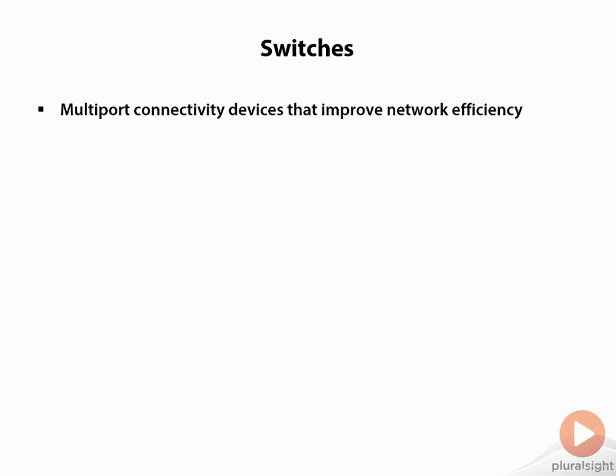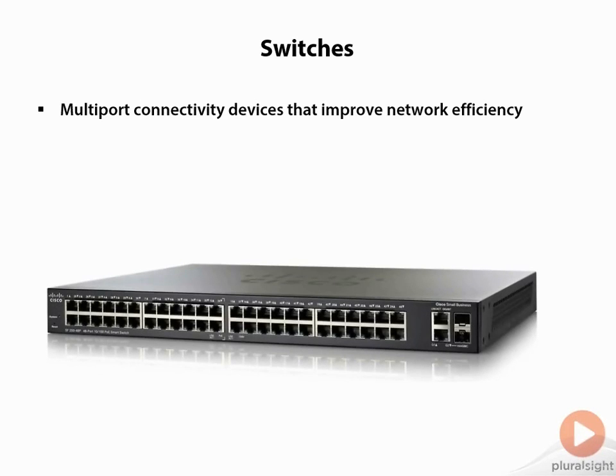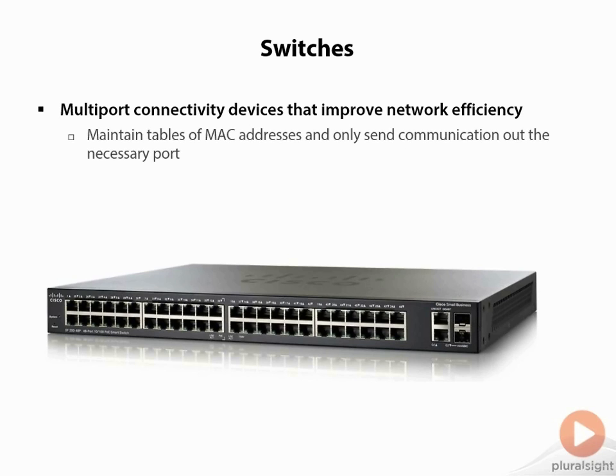Next, we have switches. Switches are multi-port connectivity devices that improve network efficiency. So again, floating up from the bottom here, we have a device, a Cisco device. It looks very similar to a router at first glance, although it provides different functionality. And this one here happens to be a 48-port switch, and switches are based upon MAC addresses. They maintain a table of MAC addresses, and they only send communication out of the necessary port.